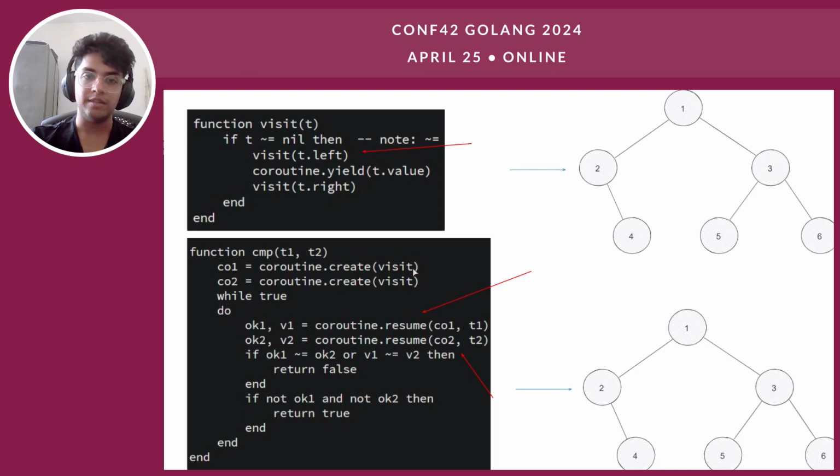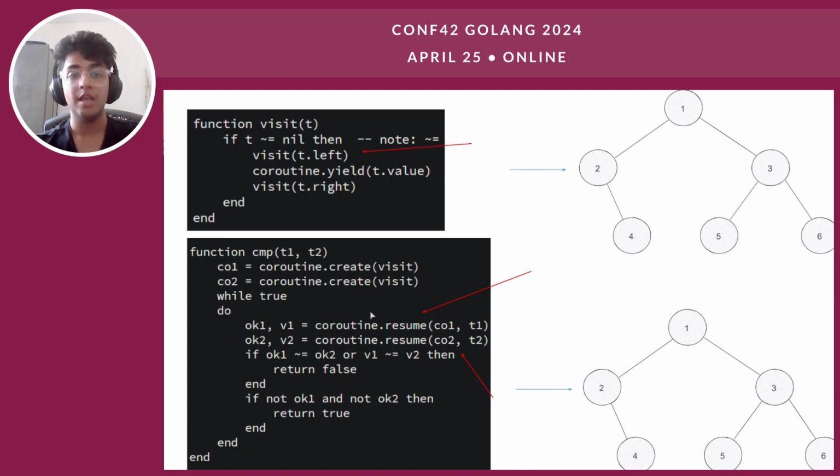It creates a new coroutine, in this case the visit function, so you're passing visit as a function argument. In this while loop, you first start your first coroutine, CO1, and you pass T1, which could be the head of the first tree, and T2 is probably the head of the second tree. So you resume this visit function. Your visit first goes to T left, all the way to the leftmost node in your leftmost subtree, and it then yields the value back to your resume function. The yield actually gives back control to your comparison function, and this value is stored in V1.